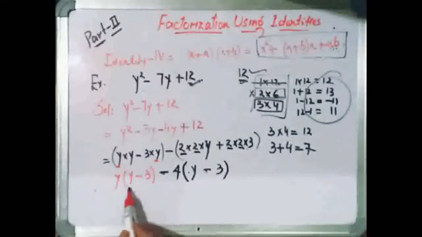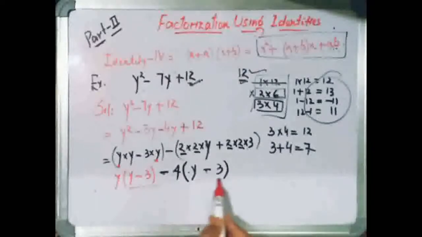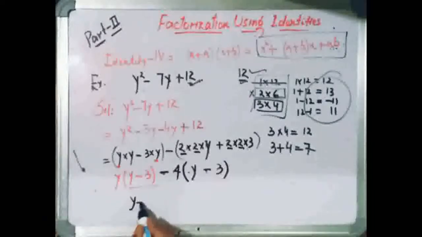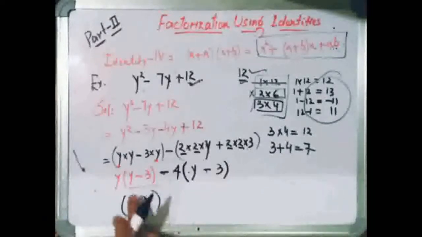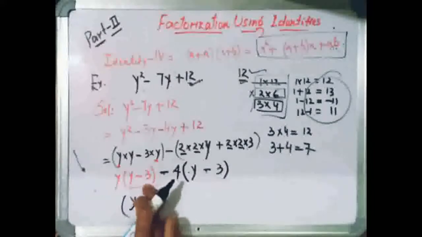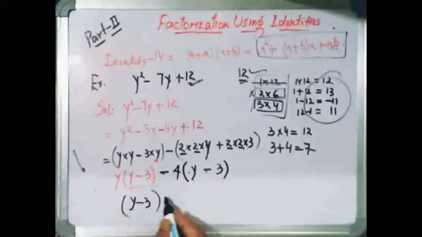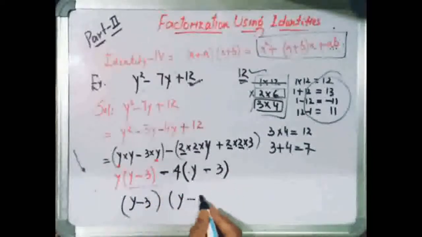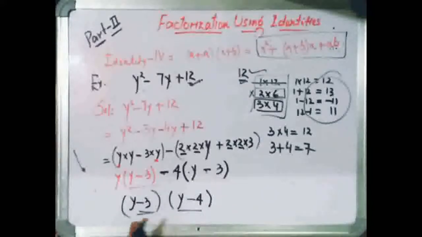Now these two factors are the same. Taking y minus 3 as a common factor, here it will be only y, and here when I take y minus 3 out, it will be only 4. So y minus 3 and y minus 4 are the factors of this algebraic expression.